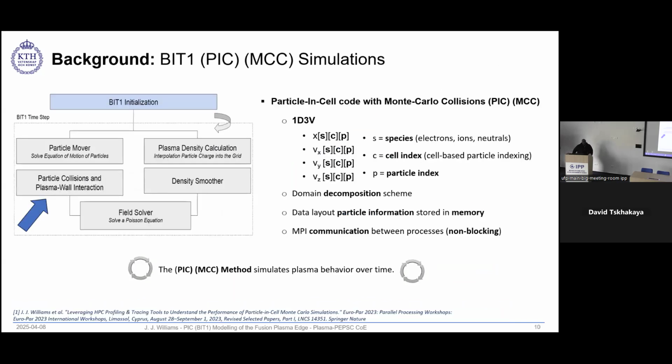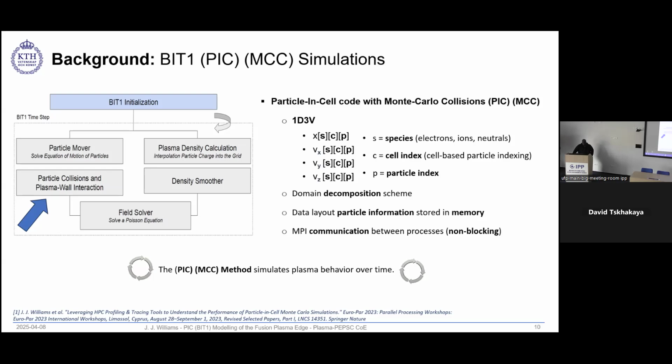So let's talk about BIT1 particularly. BIT1 in this case is a 1D code, 3 vector space. In this case, we use 3 species: electrons, ions and neutrons. C represents the cell index. So you have this particle at the index for the cell. And then you also have the index for the particle itself. So when the particle moves to another cell, we know exactly where it is, which is very useful for this code. It is one of the most famous parts of this code.